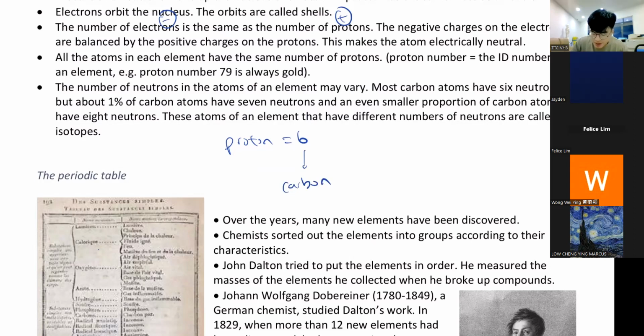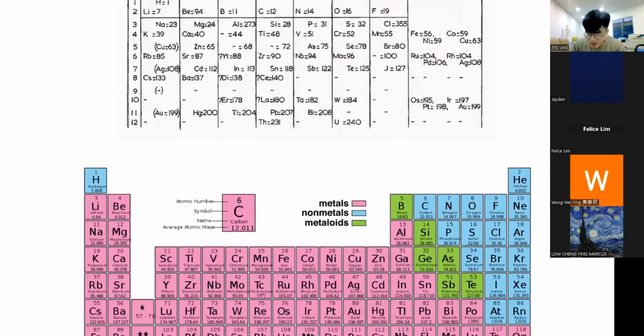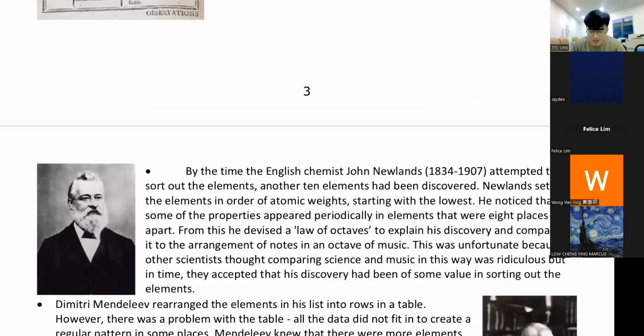You have proton number 6, neutron number 6. This is carbon 12. And then you have proton number 6, neutron number 7. This guy is carbon 13. And then you have proton number 6, and you have neutron number 8. This guy is carbon 14. Right, you see, they are all carbons because they all have the same IC number, right? Because IC number 6 is for sure carbon. But they are slightly different.